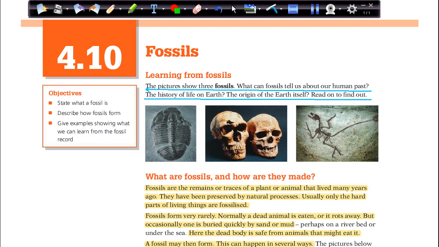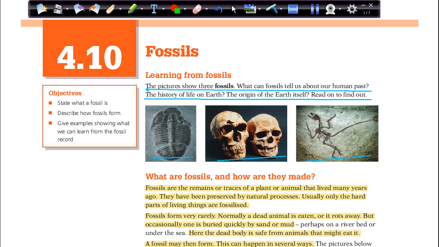So what are these fossils? Fossils are remains or traces of animals or plants that lived for years, and they were buried under the ground for years. So these are the fossils. Here we have 3 pictures of fossils. We have skeletons of dinosaurs, we have humans, and we have some kind of animals or sea creatures maybe. So what can these pictures tell us about the history of the Earth and the origin of the Earth, and how about the humans or animals in the past?